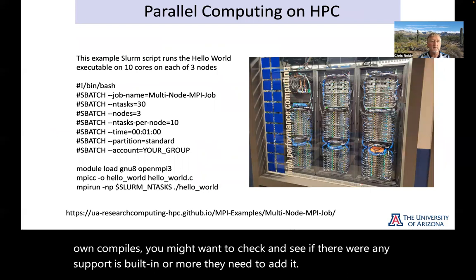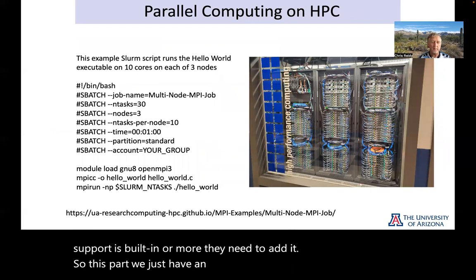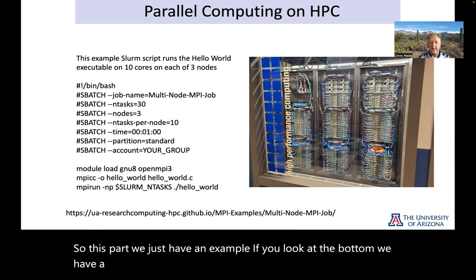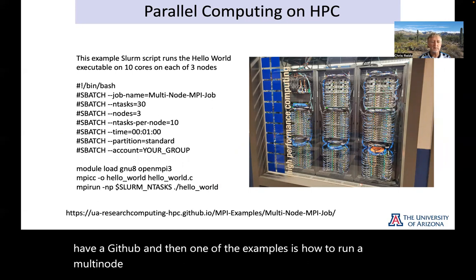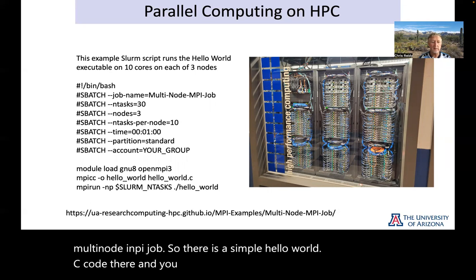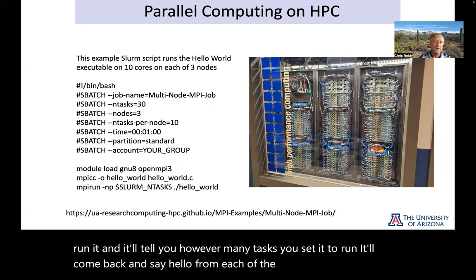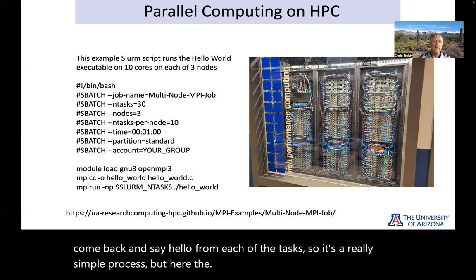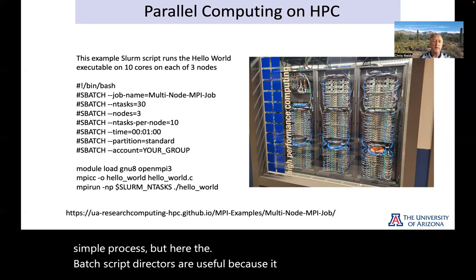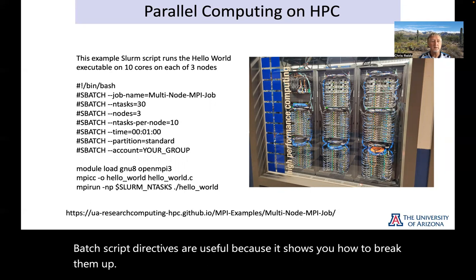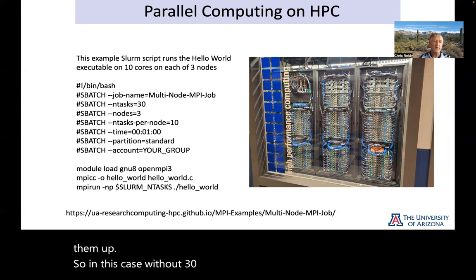For this part, we just have an example. If you look at the bottom, we have GitHub, and one of the examples is how to run a multi-node MPI job. There's a simple hello world C code there, and you can compile it using mpicc, and then you can run it, and it'll tell you however many tasks you set it to run. It'll come back and say hello from each of the tasks. It's a really simple process, but the batch script directives are useful because they show you how to break them up. In this case, we've got 30 tasks, 10 of them running on each of 3 nodes.